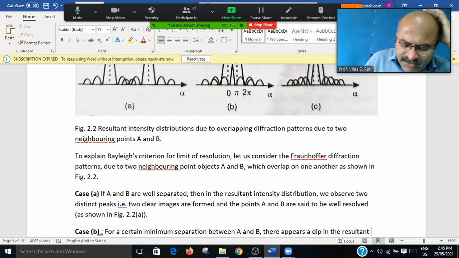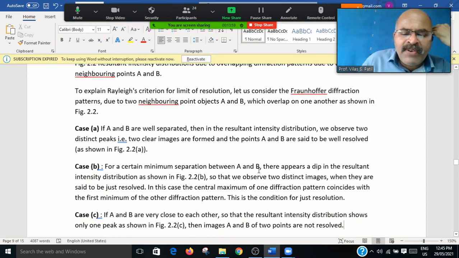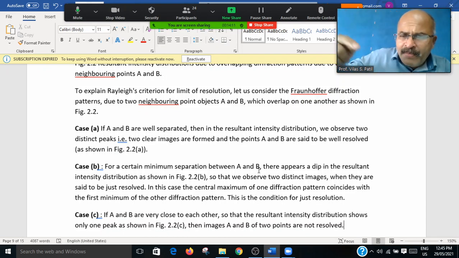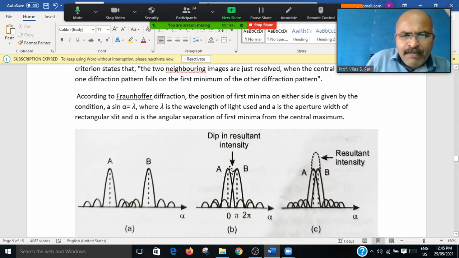In case B, for a certain minimum separation between A and B, there appears a dip in the resultant intensity distribution as shown in B. A dip means there will be less change. There will be a dip observed in between the two. Here the arrows show the dip, friends. This is the dip.